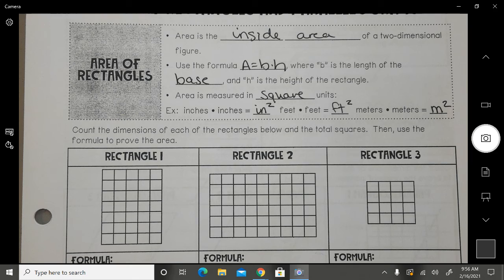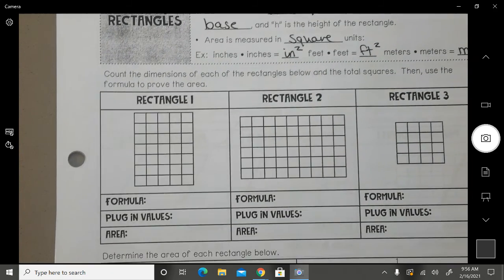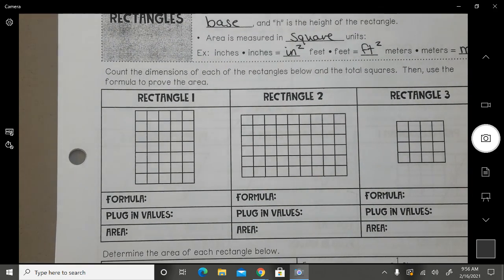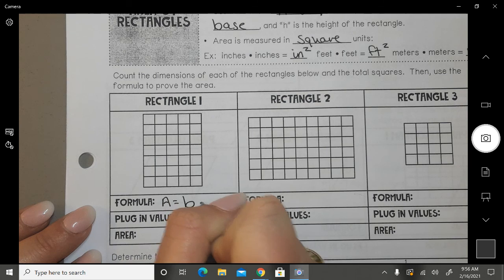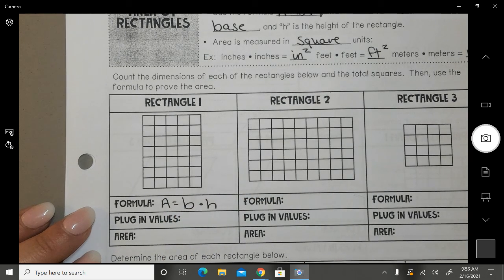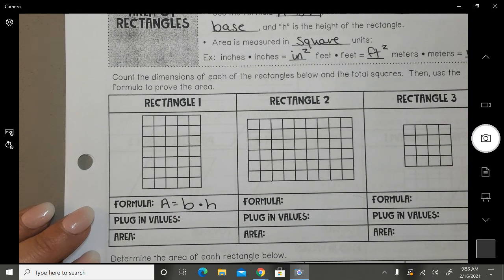All right, if I want to find the area of anything, you're always going to write these three steps. I guarantee you, if you write these three steps and follow them, you're going to get it right every time. And that's what we're looking for, right? So you're always going to write your formula. Area equals base times height. Does it matter which order the base and height go in? 6 times 4 is 24, and 4 times 6, you're going to get the same answer, right?